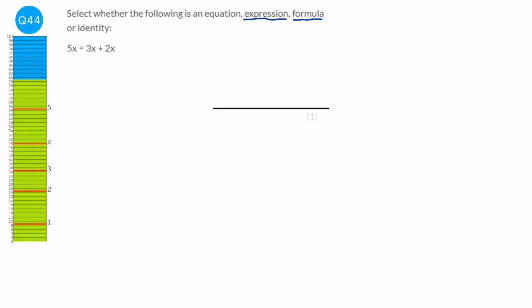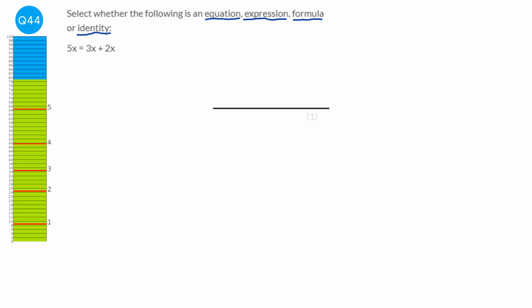An expression is just algebra without the equal sign. So 5x plus 3 would be an expression. An equation has an equals and it can be solved, so you can find out what x is or find out what a is. And an identity is true for all values of that letter. So an example would be x times x equals x squared. That's an identity because that's true for all values of x.